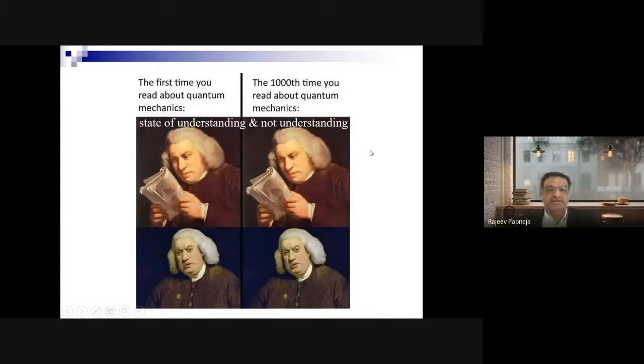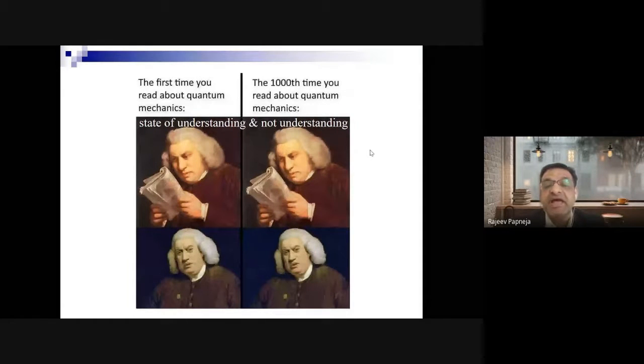So, to sum it all up, I don't know about you, but I'm actually in a state of understanding and not understanding. It is a very superposition state that my brain has gone into in the last 2 days. And this is how it looks.